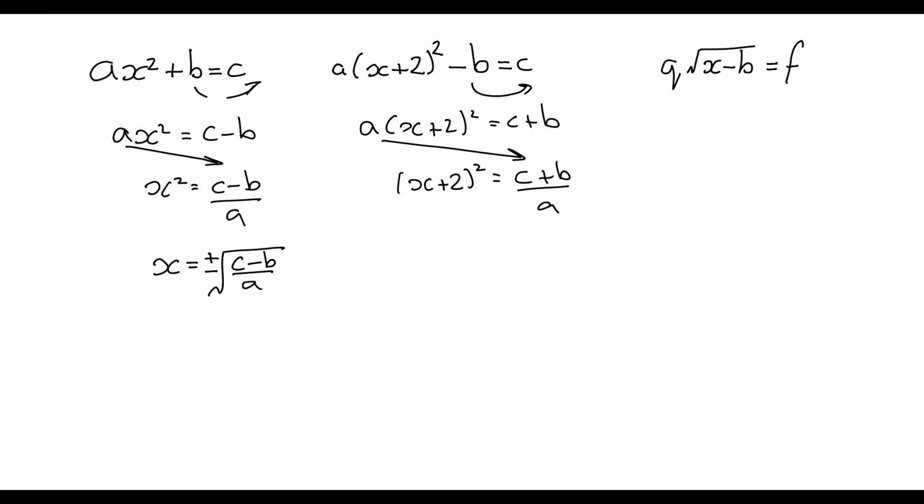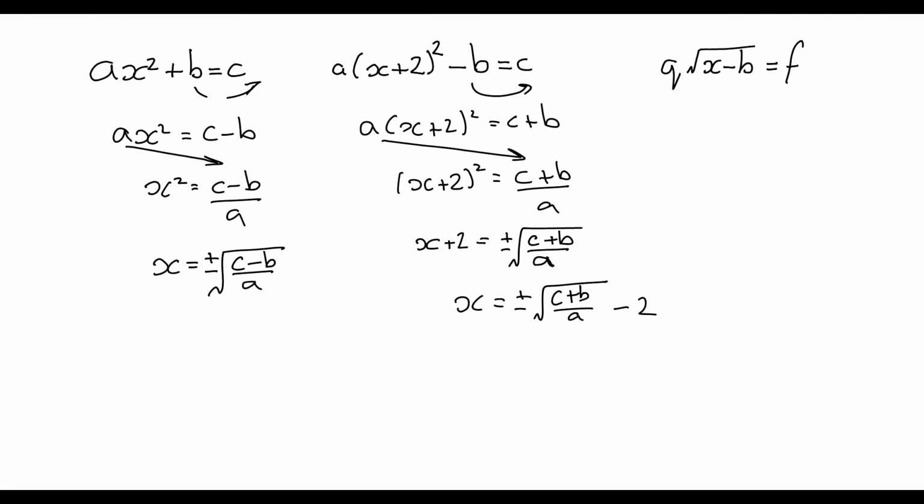So I've now got the squared part all on its own, so I can square root both sides. So I get x plus 2 equals plus or minus the square root of c plus b all over a. And now I can get rid of that 2, so x equals plus or minus the square root of c plus b over a, minus 2.